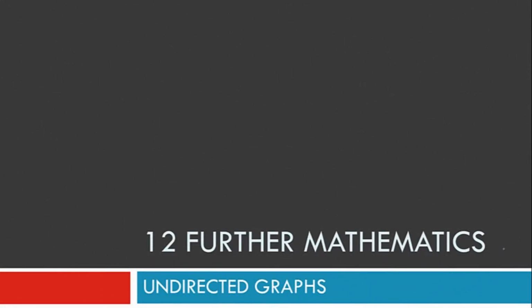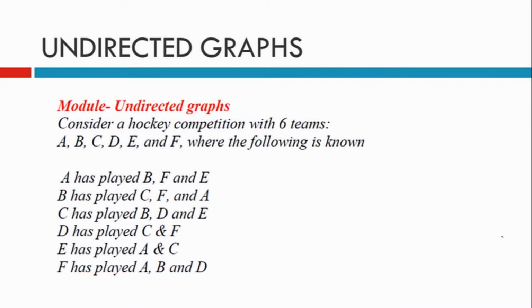Welcome back everyone. We're going to be working on undirected graphs today. So let's consider an example here. We have a hockey team competition with 6 teams, A, B, C, D, E and F, and the following is known.